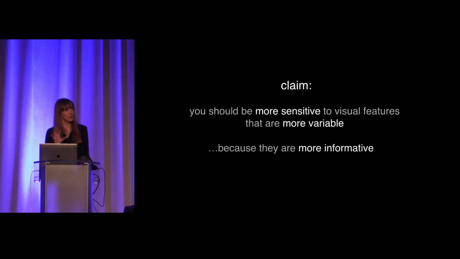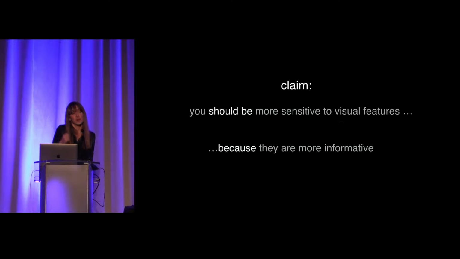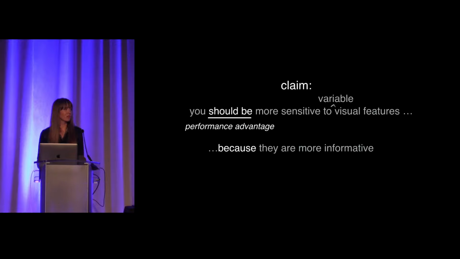We can take this same claim and look at it in a slightly different way. We can look at this as saying that you should be a particular way. You should be more sensitive to visual features that are variable. And whenever we start to say that you should be one way or another, we're implying something about there being a performance advantage to being that way. There's some reason why it might be advantageous to be sensitive to these sorts of features. And here, we're arguing that that's because of some statistical properties of the visual world in which we live.